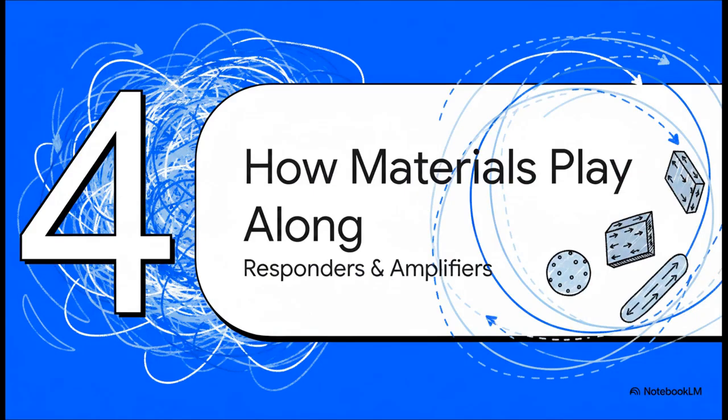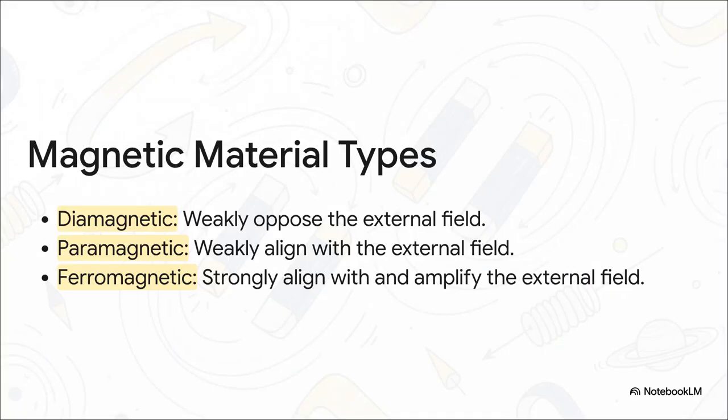All right, so we've seen how currents create fields. But let's flip it around. What happens when we take different kinds of materials and put them inside one of those fields? How do they react? Well, they basically react in three main ways. Diamagnetic materials, like water or copper, actually push back a tiny bit. They're weakly repelled. Paramagnetic materials, like aluminum, are weakly attracted. But then you have the superstars, ferromagnetic materials like iron, nickel, and cobalt. They don't just get attracted, they dramatically amplify the field passing through them.